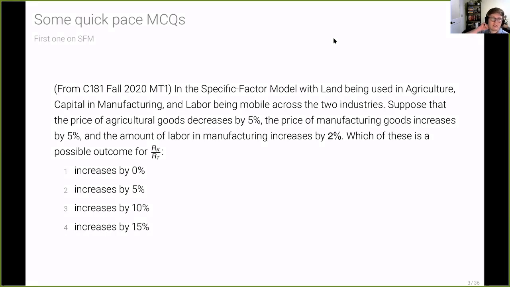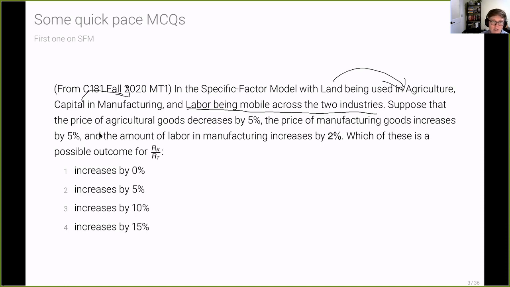As I was saying, this is the first multiple choice question, on a specific factors model. In the canonical setup of the specific factors model, we're going to assume that land is the specific factor that's used in agriculture, capital is the specific factor that's used in manufacturing, and labor is the mobile factor that can go across the two industries.